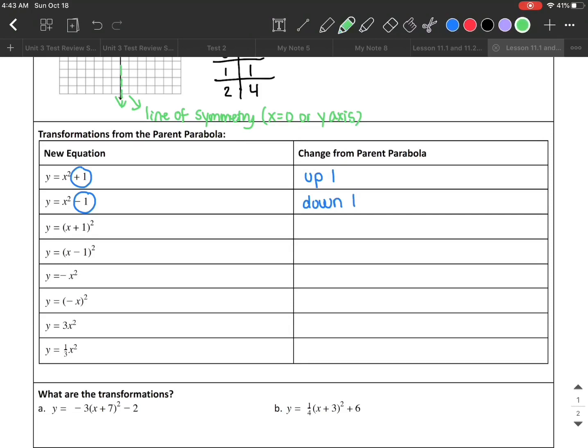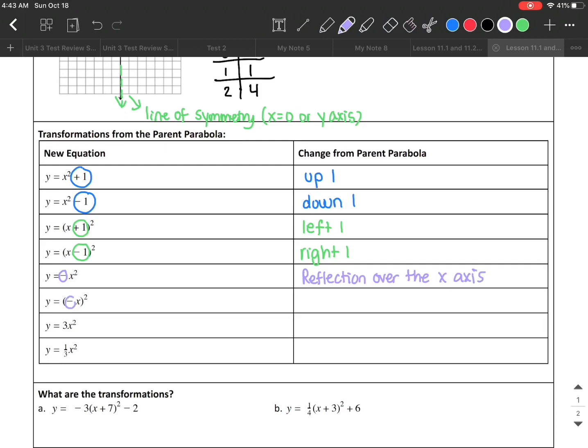If I have +1 inside of what I'm squaring, so that's inside of the function, just like inside of the absolute value, that means I'm moving left, and I'm moving left 1, since I have 1 there. If I'm subtracting 1 inside of what I'm squaring, so inside of the parentheses, just like inside of the absolute value, that means I'm moving right 1. If I see a negative in front, so I have a negative coefficient, that means I have a reflection, just like with the absolute value, reflection over the x-axis.